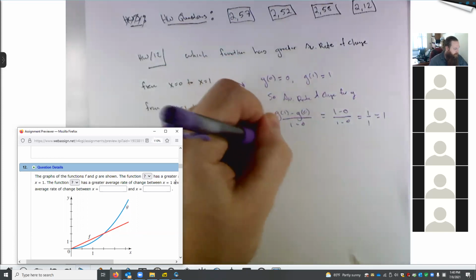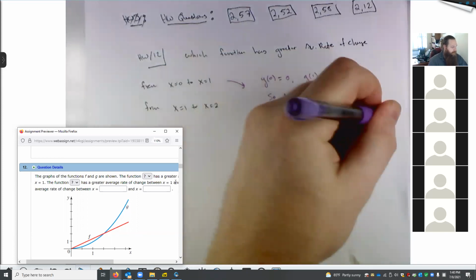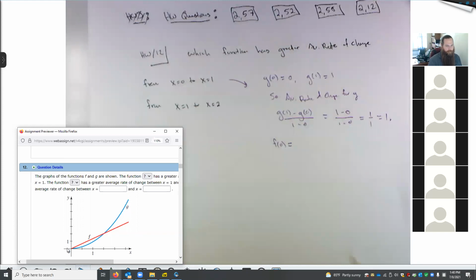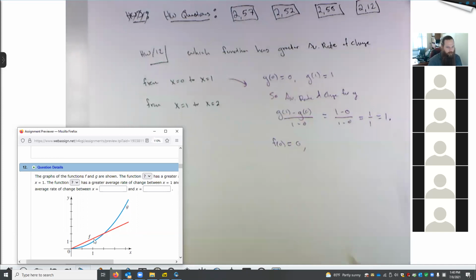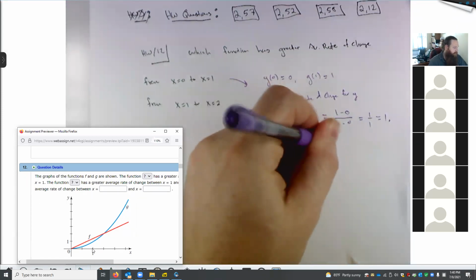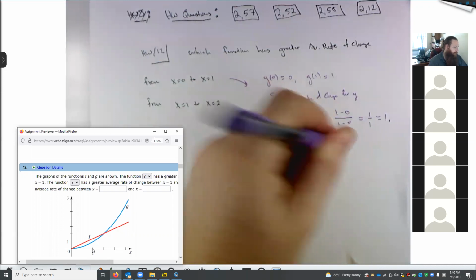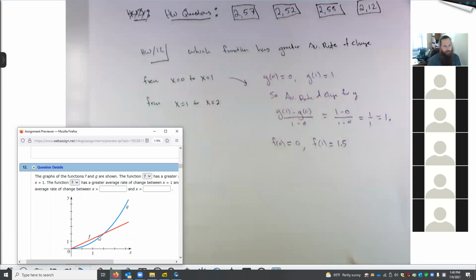On the other hand, f of 0, that's also 0. f of 1 though, look, f of 1 is bigger. f of 1 is maybe 1.5. I understand that these questions where you have to estimate are a little bit frustrating. But if you think about just the slope of the line connecting 0, 0 to the point on the graph here, you can see right away that the f slope will be bigger. But now that we know this, we can go ahead and do the computation also.